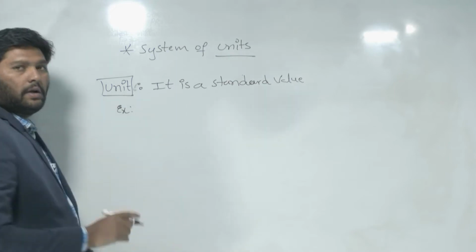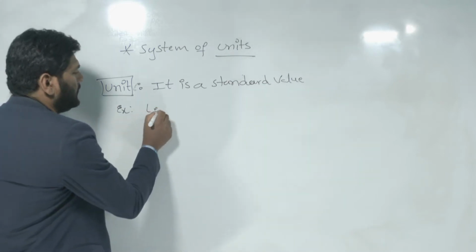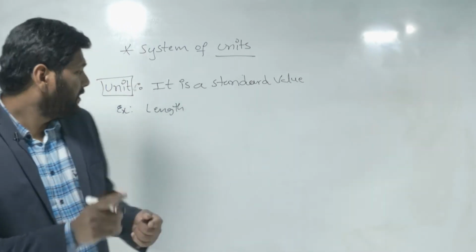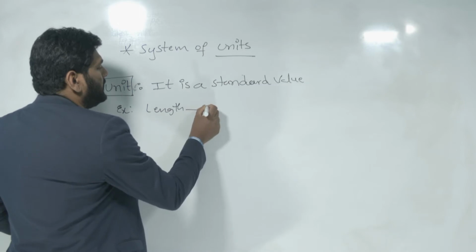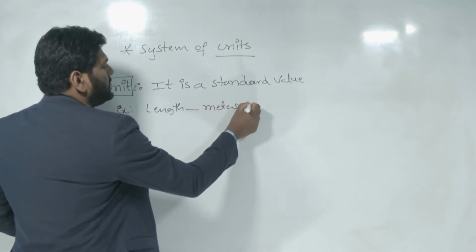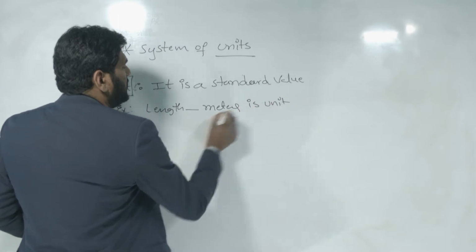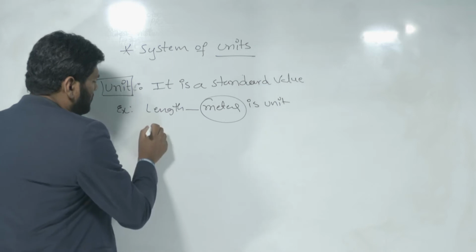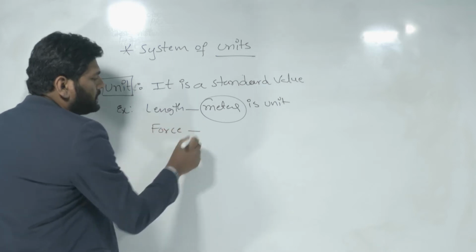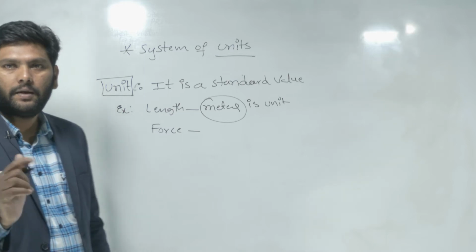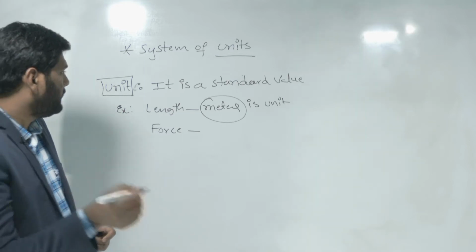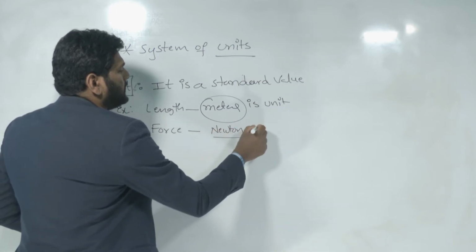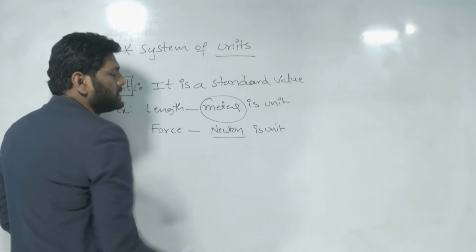The next example I am giving is length. Length is a physical quantity, isn't it? For this length, what is the unit? Meter. Meter is a unit. Here, meter is a standard value. Let us take one more. Force is a physical quantity. For the force, the unit is Newton. Newton is a unit. This is also a standard value.